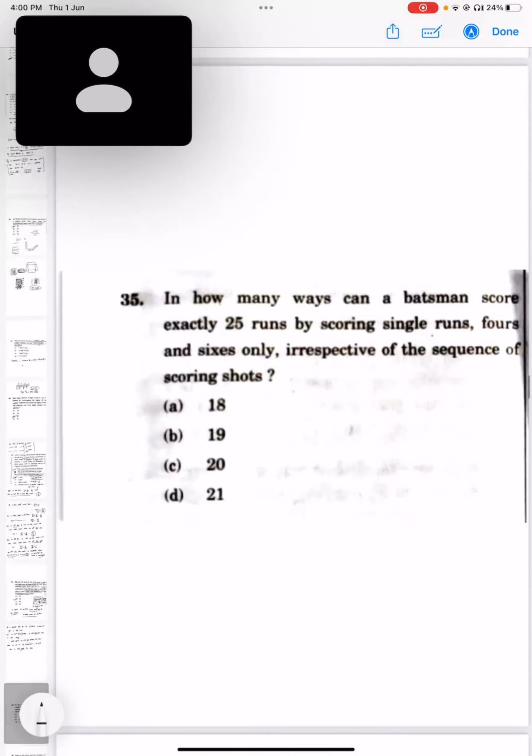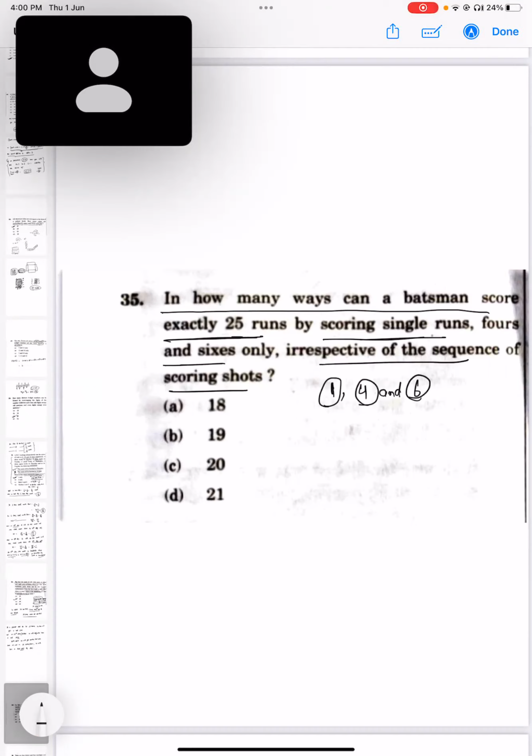It is asking, in how many ways can a batsman score exactly 25 runs by scoring single runs, fours and sixes only? So he can score single, that is 1, 4 and 6. These are the only numbers he can score, irrespective of the sequence of scoring shots. Fine. So we have to find the number of ways.